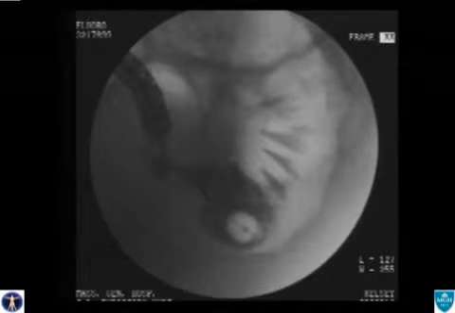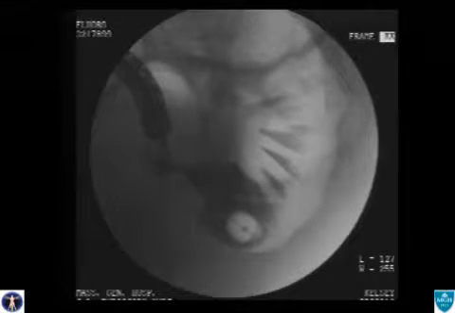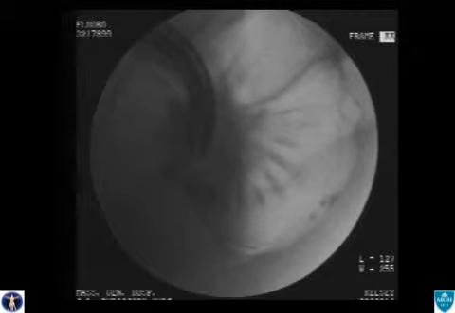We like to have at least 1 to 2 centimeters of stent exposed both above and below the stricture following deployment, and thus a 5 centimeter stricture might require a 9 centimeter stent. In this case, the length of the stenosis appears to be about 2 to 3 centimeters, and thus a 6 centimeter length stent was selected.